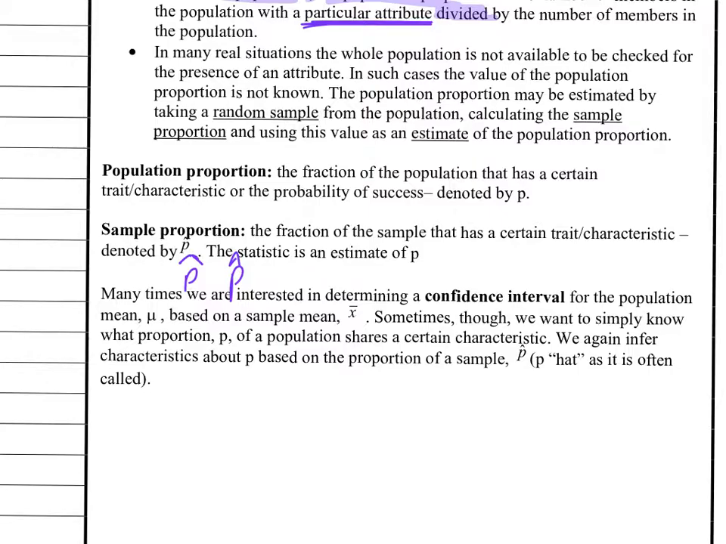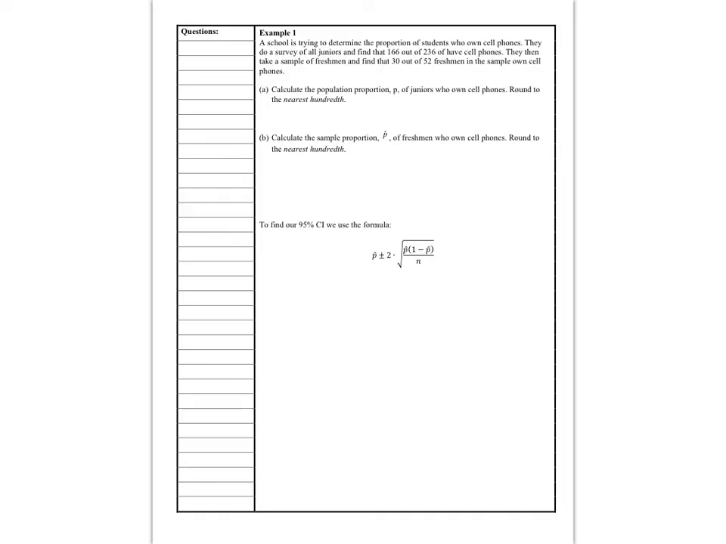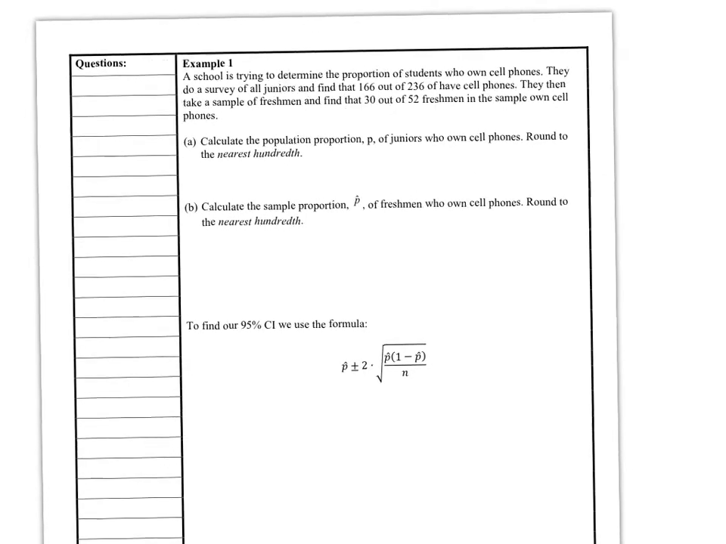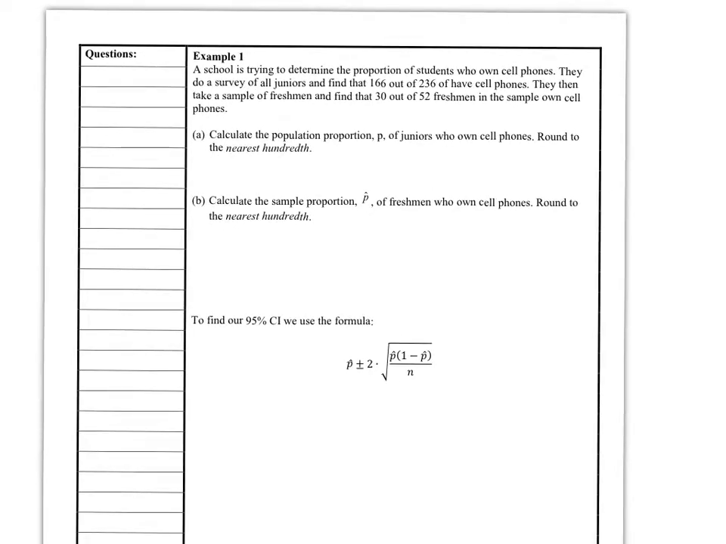So, turn the page, keep going on the next part. Example number 1: we have a school trying to determine the proportion of students who own cell phones. They do a survey of all juniors and find that 166 out of 236 have cell phones. They then take a sample of freshmen and find 30 out of 52 in the sample own cell phones. So, calculate the population proportion of juniors.